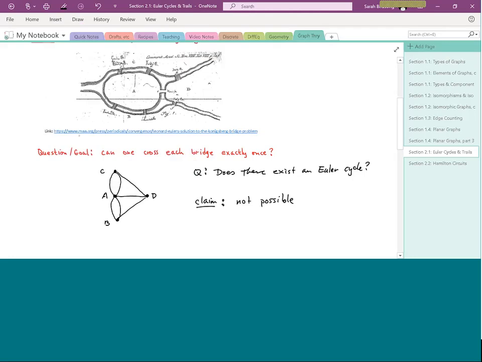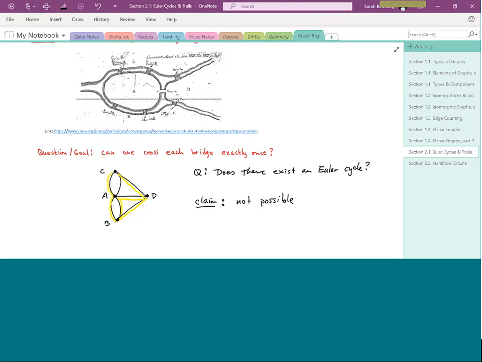So maybe we start at, I don't know, B. So if we start at D, go to B. Well, we can't go back to B on that same bridge because that would be using the bridge more than once. But we can go to A. We can go to, I don't know, maybe you want to go back to D now. Maybe you want to come back to C. At this point, you could go C to A. You could go C back to B. And we actually were pretty decent about collecting most of the bridges there.